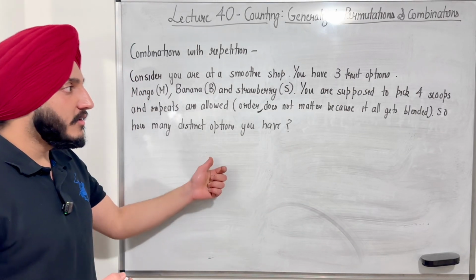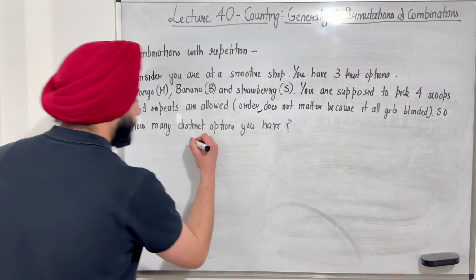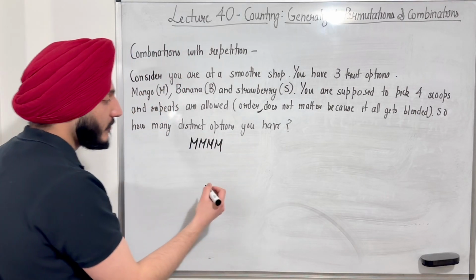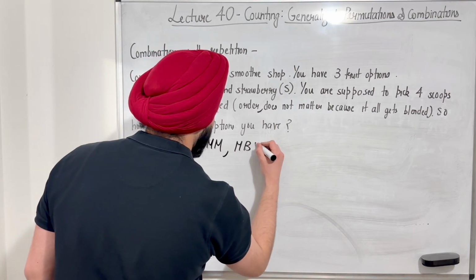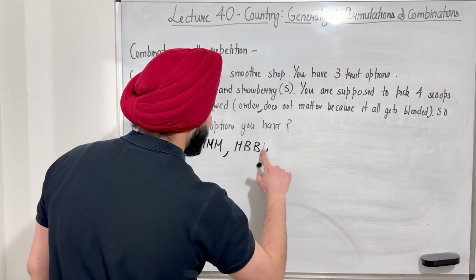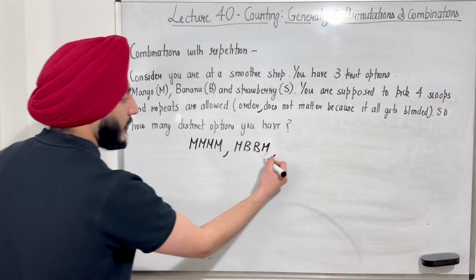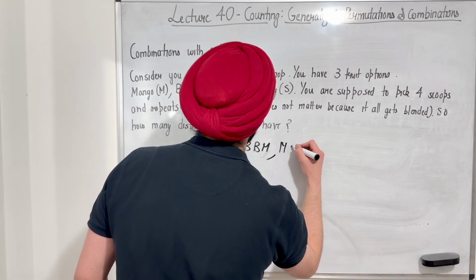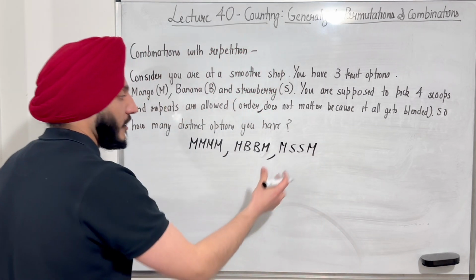So let's see some distinct options that we can find for this question first. Okay, so one distinct option could be this, right? All mango scoops. Another option would be MBBM. Another option could be MSSM. Right, this is another option I have.